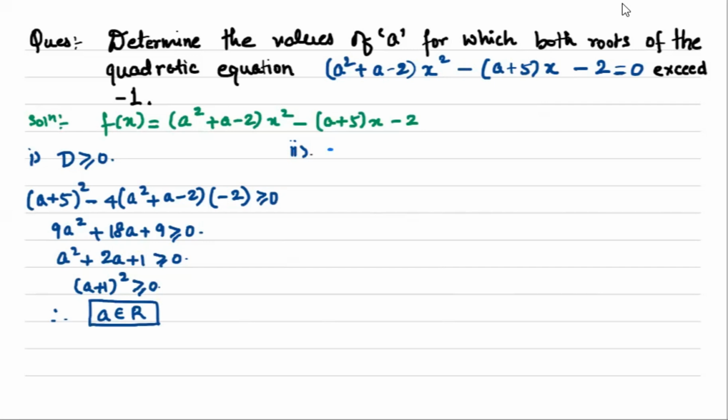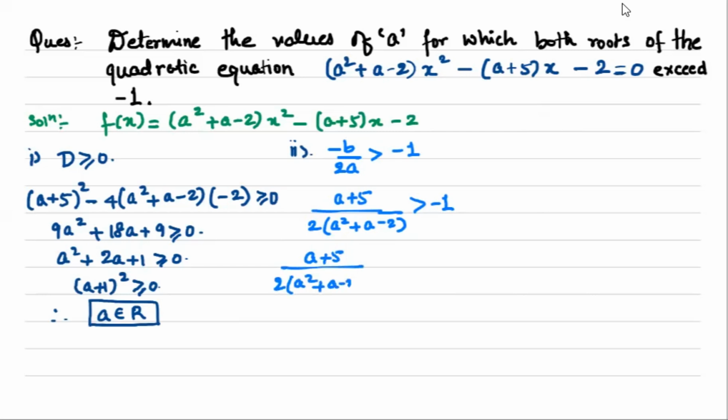Second condition is the vertex, minus b by 2a, should be greater than the given number, which is minus 1. B is negative, so this will become positive. 1 by 2 times (a squared plus a minus 2) should be greater than negative 1. And then solving it further, we take this minus 1 to the left-hand side, and we get 1 divided by 2 times (a squared plus a minus 2) plus 1 is greater than 0.